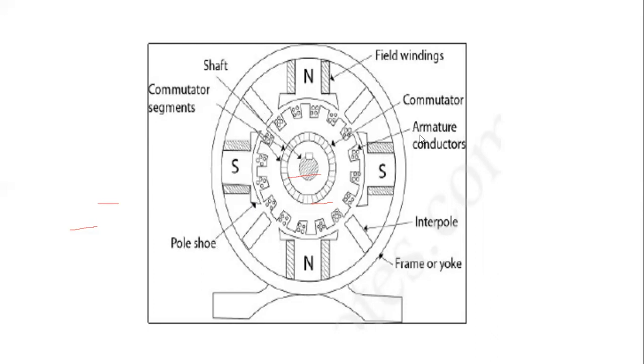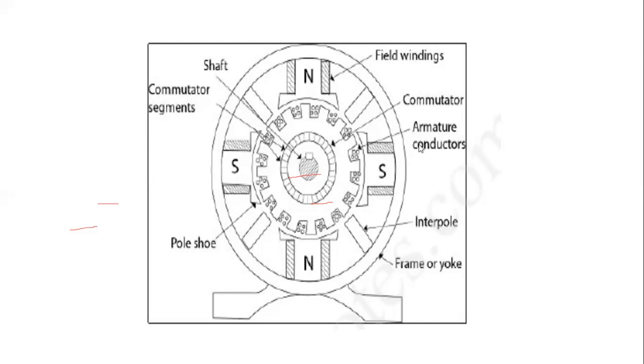Next one is the armature. What is the purpose of the armature? The armature consists of two parts, the armature core and the armature winding. In the armature core, we have a number of slots, and each slot has windings. What is the purpose of the armature winding? The armature winding is used to cut the magnetic flux produced by the field winding. That is the main purpose of the armature.